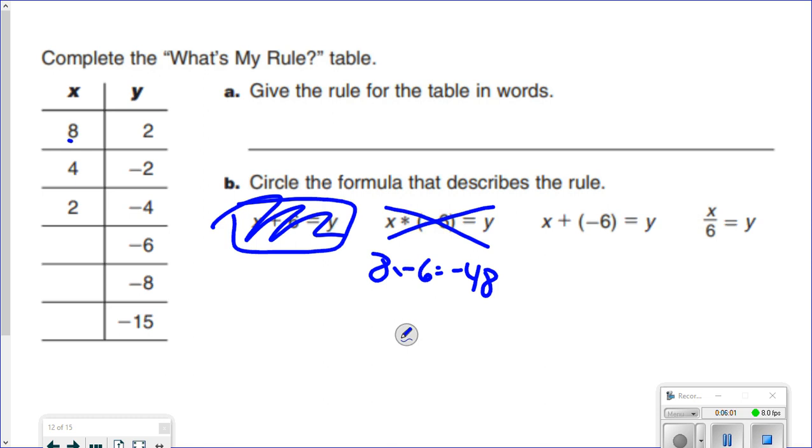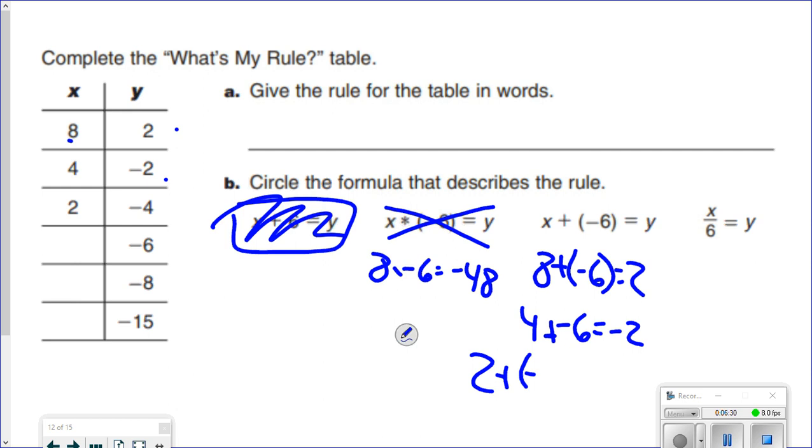Let's take a look at the next one. X is 8, so 8 plus negative 6 equals 2. Does that work? That does work. Let's try another one. Let's put a 4 in there. 4 plus a negative 6 would equal a negative 2. That works. Let's try the last one. 2 plus a negative 6 will equal a negative 4. That works as well.